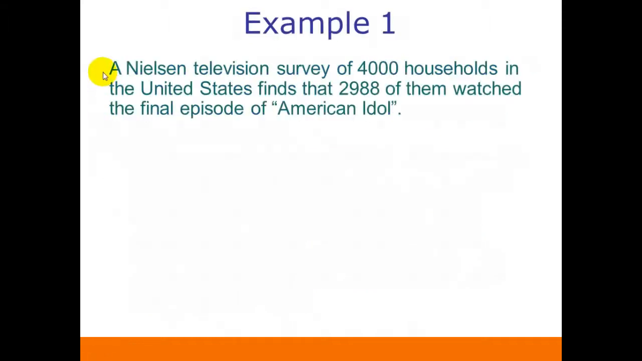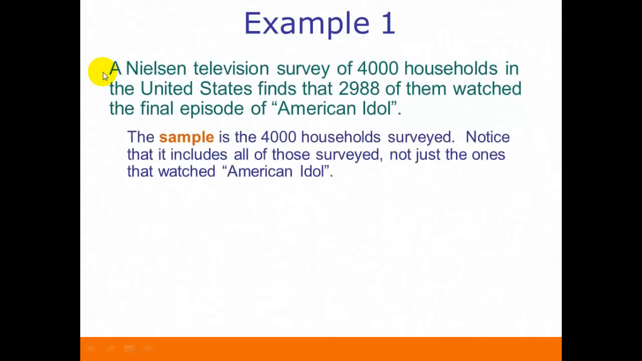Here's an example. A Nielsen television survey of 4,000 households in the United States finds that 2,988 of them watched the final episode of American Idol. Let's identify the population and the sample. The sample, again, is going to be all of those who were surveyed. So this would be the 4,000 households that were surveyed. Notice, again, this includes all of those surveyed, not just the ones that watched American Idol. So the 2,988 number is data that we collected from our sample, but it is not the entire sample.